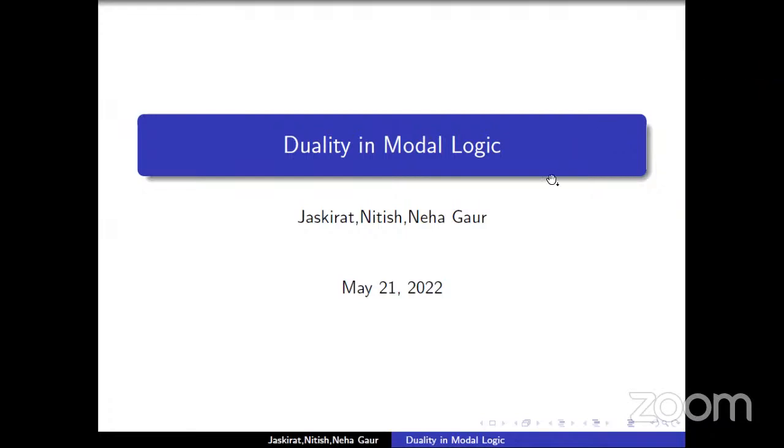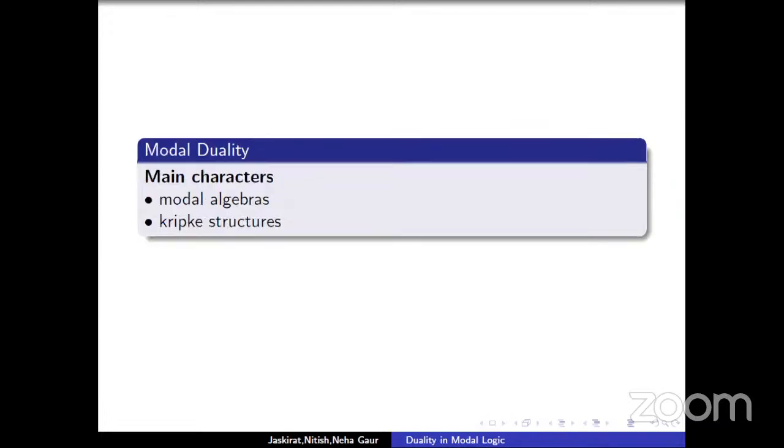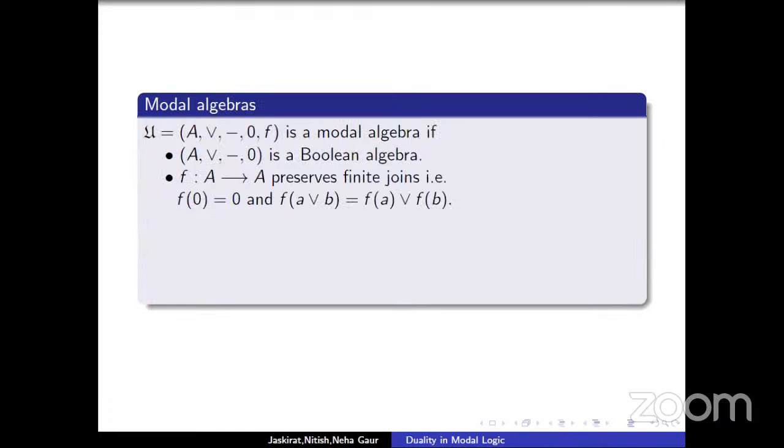We can see your slide titled Duality in Modal Logic. Okay, okay. So I will start. So the main topic is duality in modal logic. By duality, what we really mean in a categorical sense is this: we have two categories C and D. We say C and D are dually equivalent if C and D-op are equivalent. That is, we have some contravariant functors linking C and D. So here the main characters are modal algebras and Kripke structures. Our main purpose is to form such contravariant functors between them. So we will start with some basic definitions.